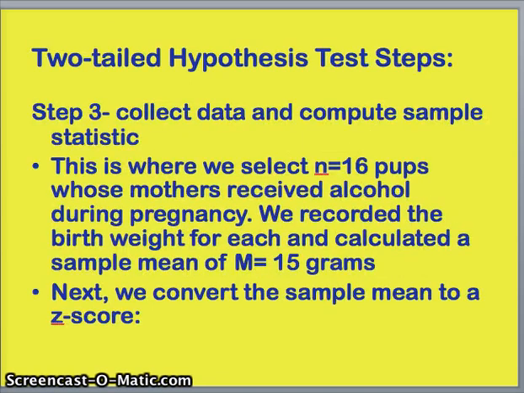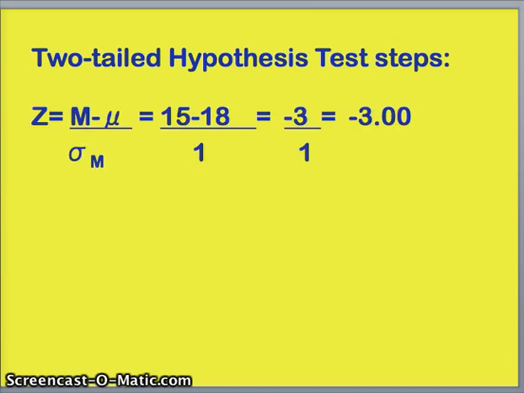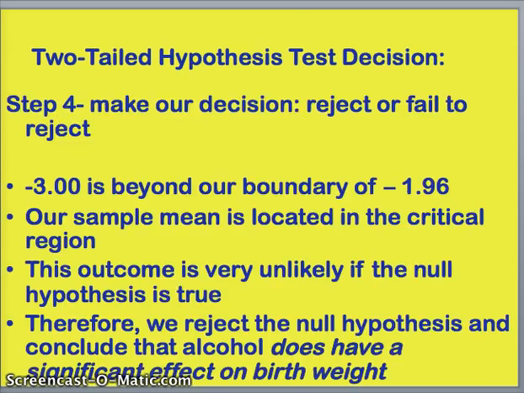Next step is to convert the sample mean to a z-score. Z equals the sample mean minus the population mean divided by the standard error of the mean. That equals 15 minus 18 divided by 1, which equals negative 3 divided by 1, which equals a negative 3 for your z-score.